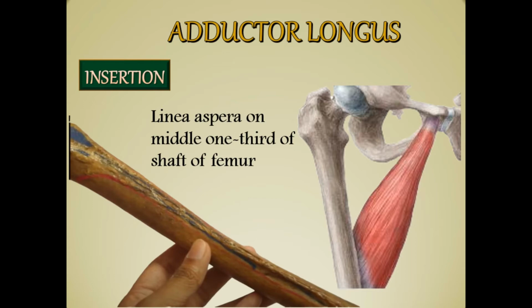Now this is the middle one-third of the shaft of the femur and this is the linea aspera. So this middle one-third is the insertion point for the adductor longus muscle. Now you can see the muscle on the left side. This is the origin point and this is the middle one-third of the shaft posteriorly at the linea aspera.